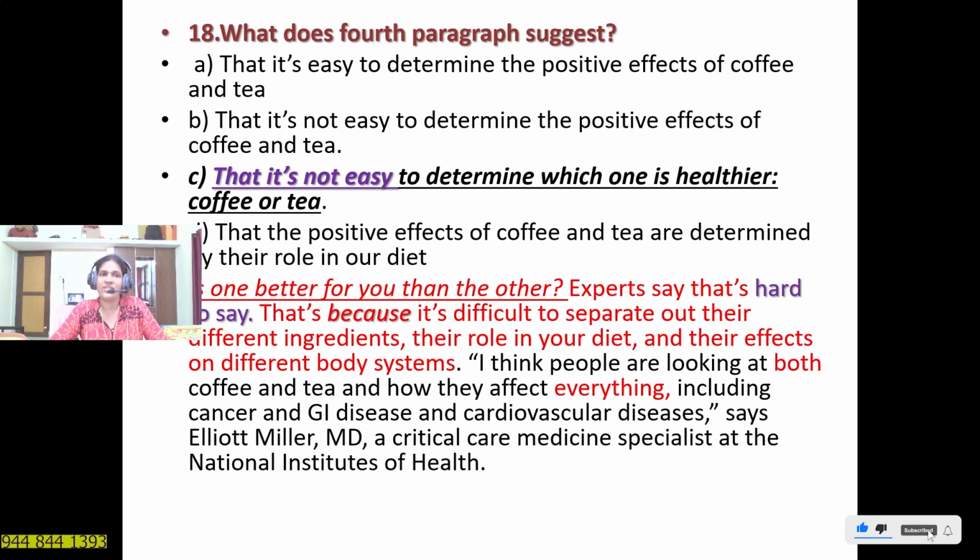So the answer is C. That is, what does the fourth paragraph suggest? The fourth paragraph suggests that it's not easy to determine which one is healthier, whether the coffee or tea. Is that clear? Definitely it is very clear, and I think if you understand further strategies, definitely nothing is going to be difficult.